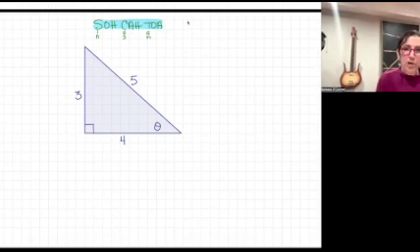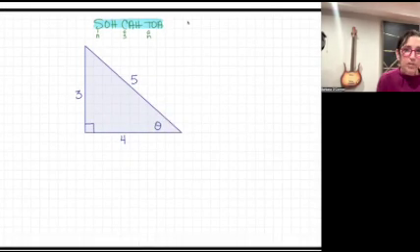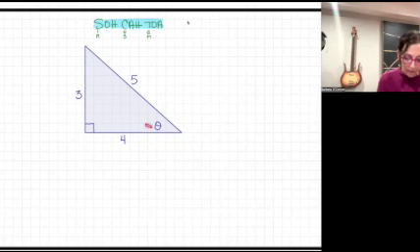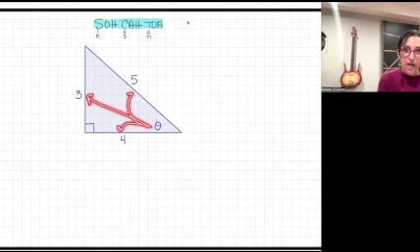So here's a right triangle with side lengths 3, 4, and 5. And we call this angle theta. That's just like a variable that we use to name an angle. So in relation to this angle theta, the 3 is opposite, the 4 is adjacent, and the 5 is the hypotenuse. Now, the hypotenuse is always across from the right angle.